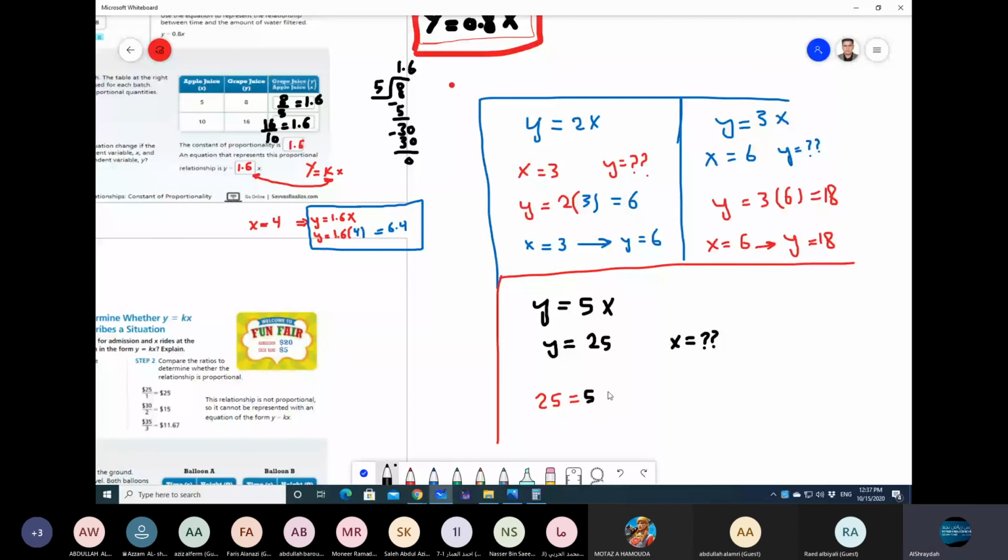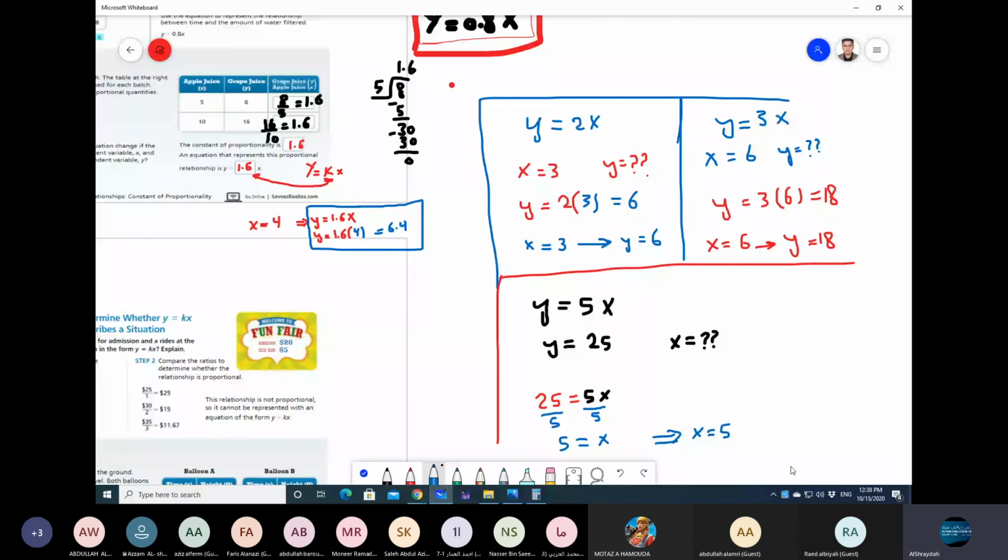Because x is unknown. We know the value of y. So to find the value of x, just to isolate it, you divide by 5 to make the coefficient equal to 1. You divide both sides by 5, and so x equals 5. You can write it like this, or you can write it like this: x equals 5. This is how you can find the value of the variable.